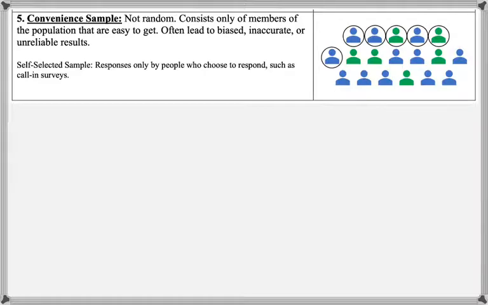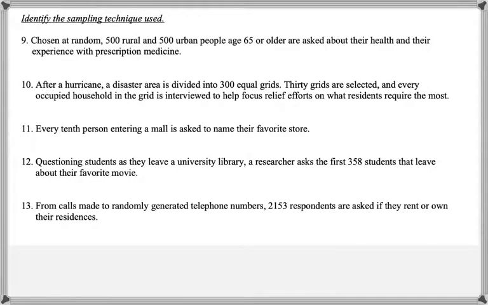It's not random. Identify the sampling technique used. Number 9 says, chosen at random, 500 rural and 500 urban people age 65 or older are asked about their health and their experience with prescription medicine. So the population was divided into 2 groups, and then members are chosen at random from within those 2 groups. So this would be a stratified sample.